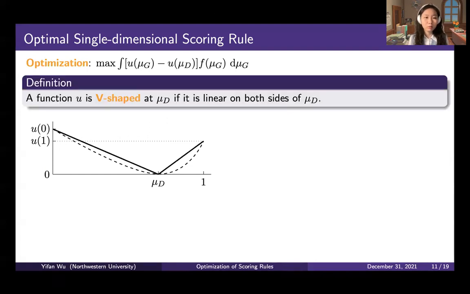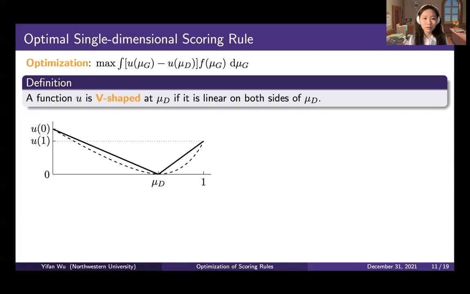We will show the optimal utility function has the form of a V-shaped function. We define a function U to be V-shaped at mu d if it is linear on both sides of mu d. In this plot, in black solid line, we construct a new V-shaped function. This function is constructed by having the same value at mu d, which is the prior mean, and also having the same value at two extreme points, 0 and 1.